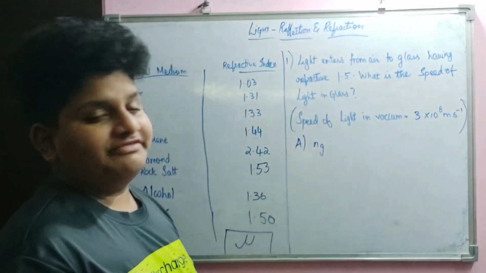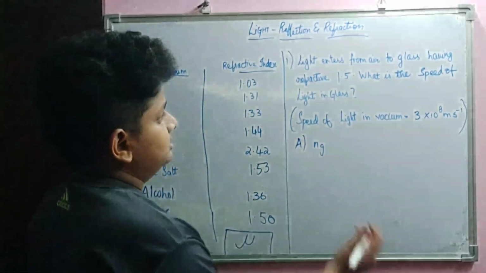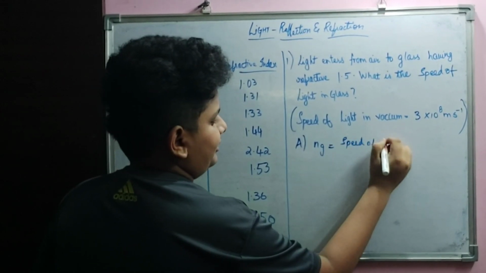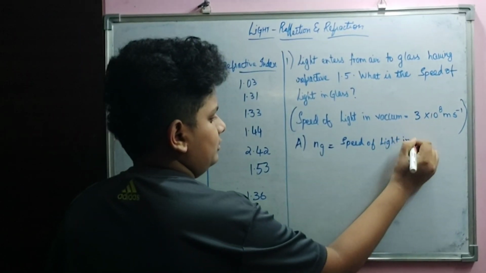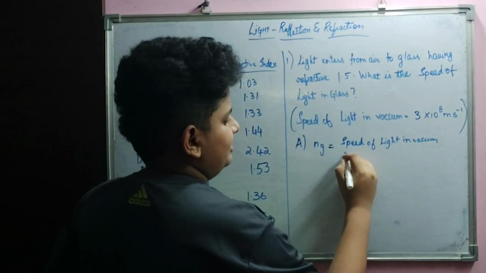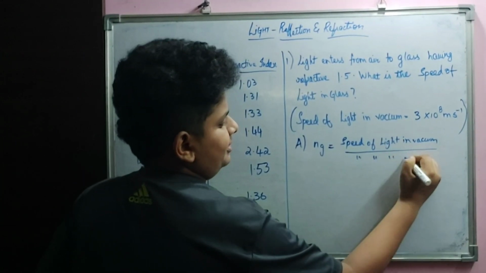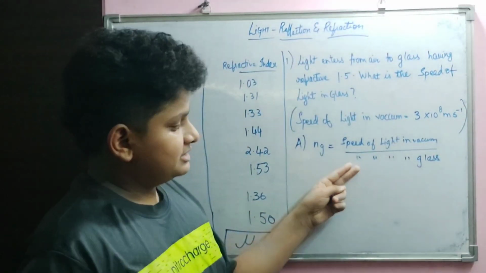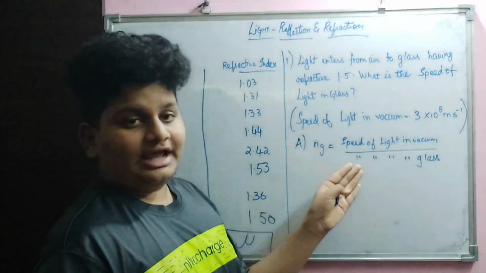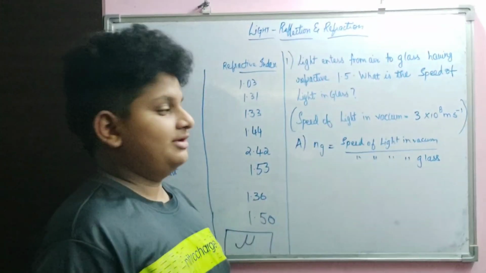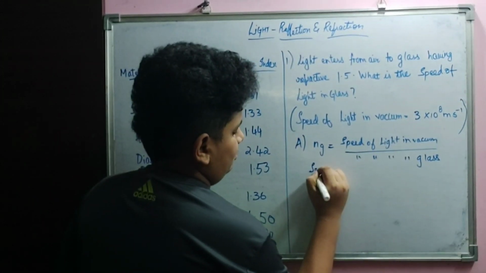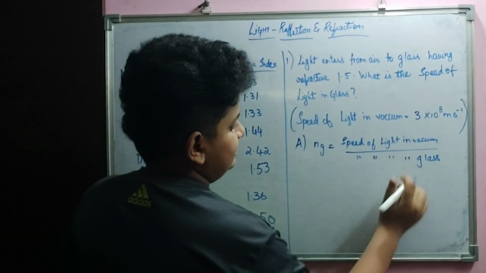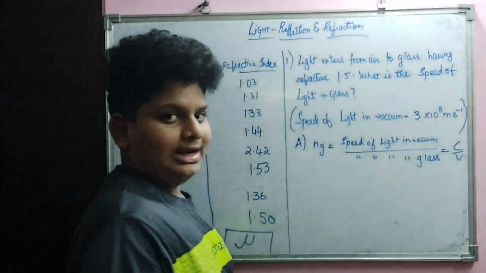Now here n suffix g means the refractive index of glass is equal to speed of light in vacuum by speed of light in glass. So we need to find the speed of light in glass. If we transpose the speed of light in glass and the refractive index, we will get, let us denote these with C and V.